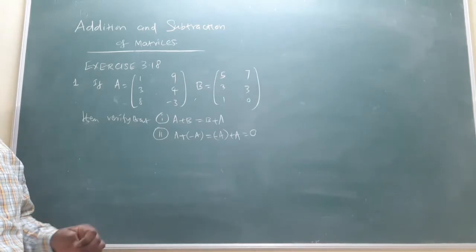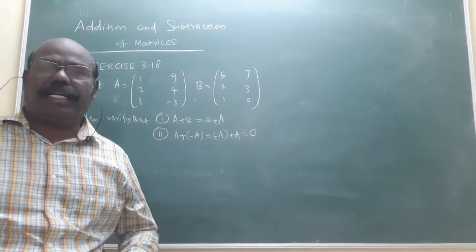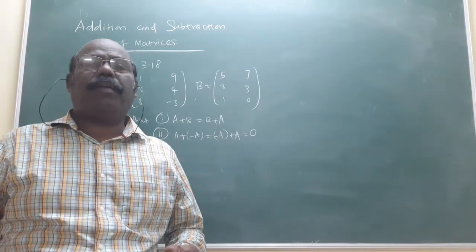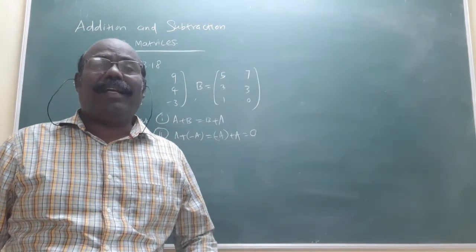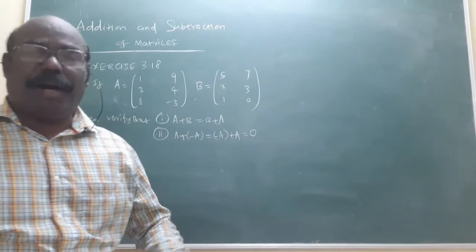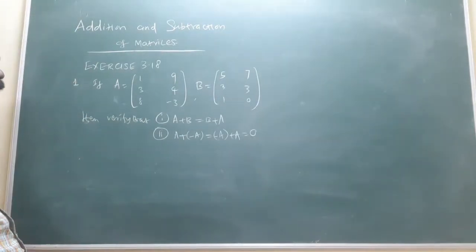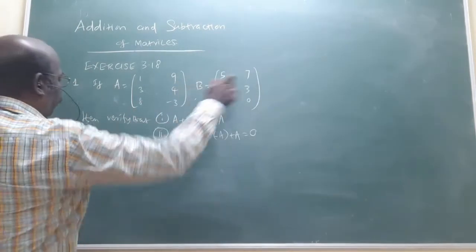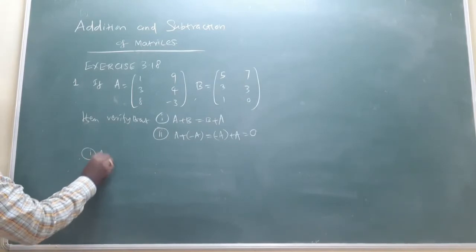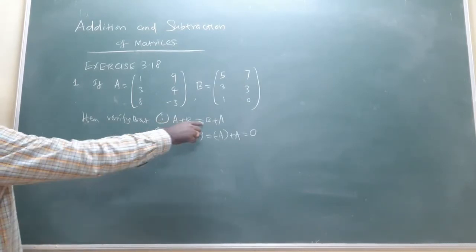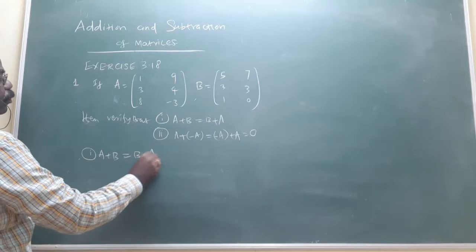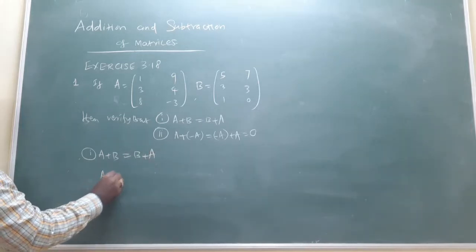But the simple concept is, the addition or subtraction of two matrices is possible when both the matrices are of the same order. Otherwise, not possible. Anyway, here addition is possible. The first subdivision, what is it asking? A plus B equal to B plus C is asked. First find A plus B.